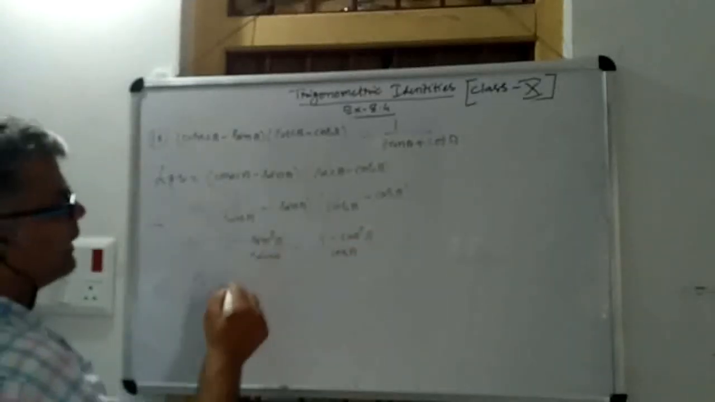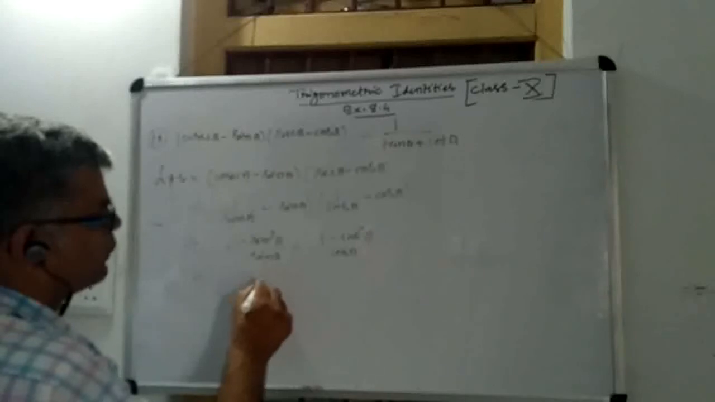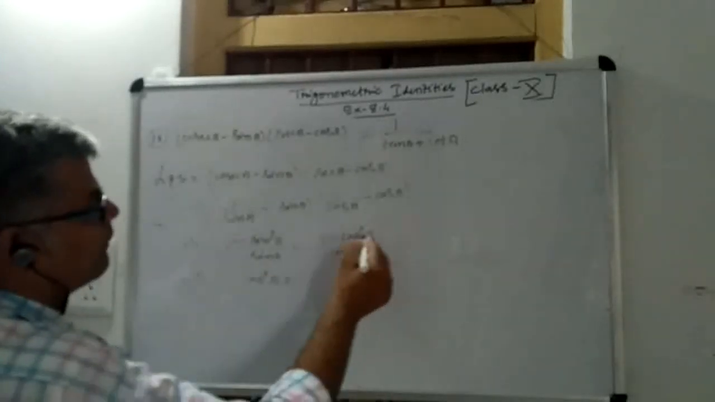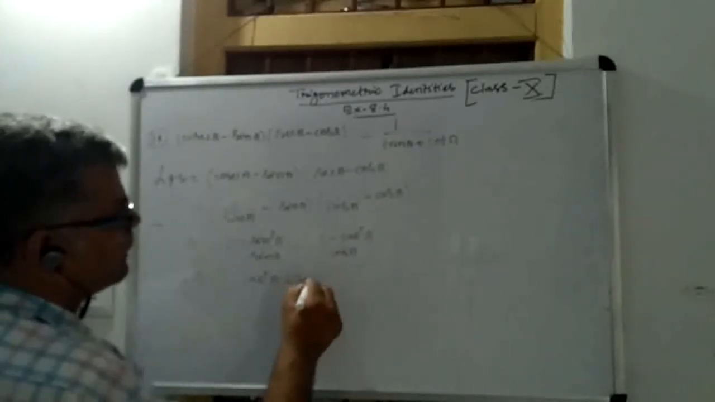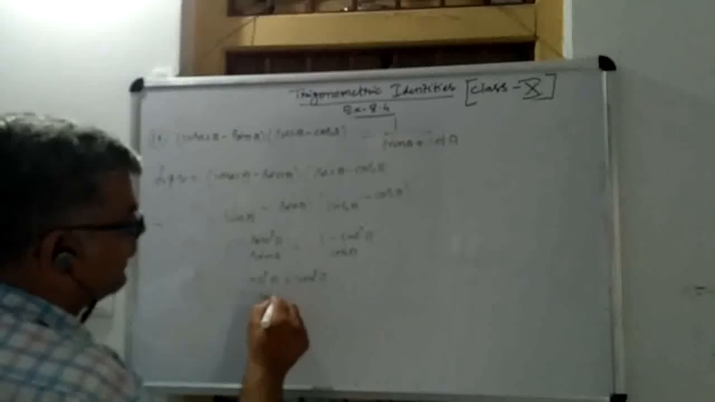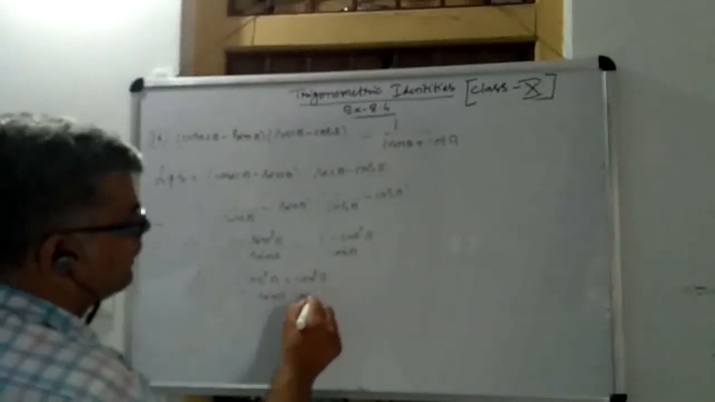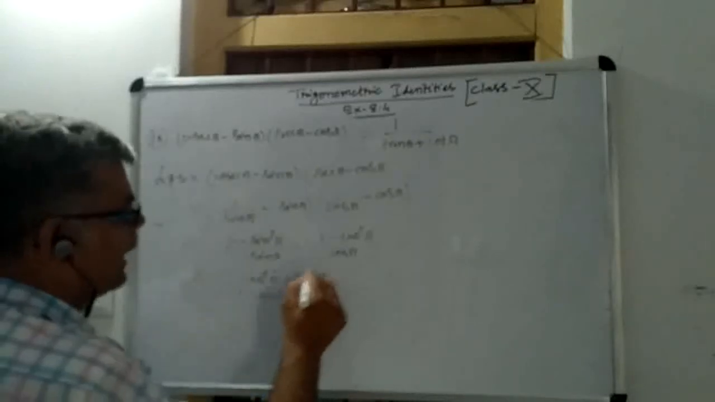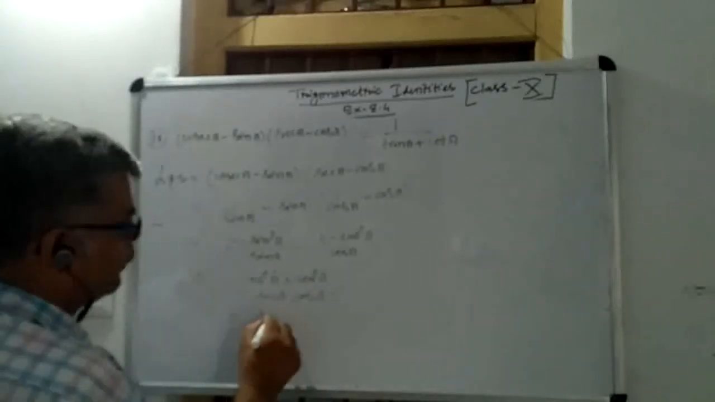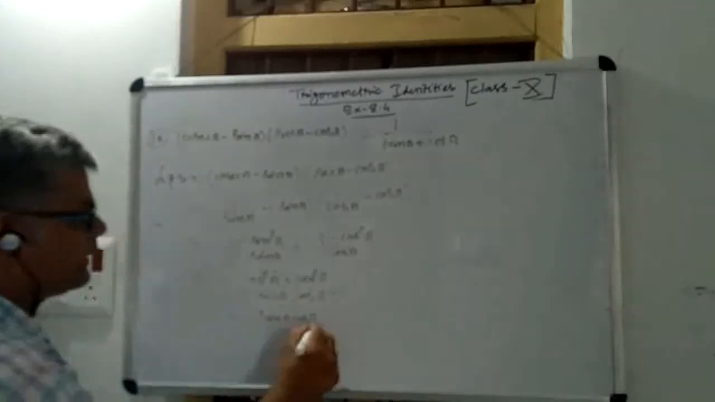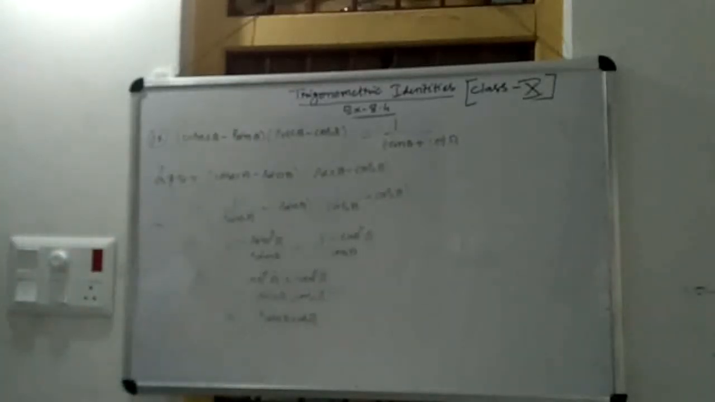Now 1 minus sin squared A will be cos squared A, into 1 minus cos squared A will become sin squared A, by sin A cos A. So this cos A and 1 cos A cancel, sin A and 1 sin A cancel. So ultimately you have sin A cos A. When you solve LHS, you have sin A cos A.